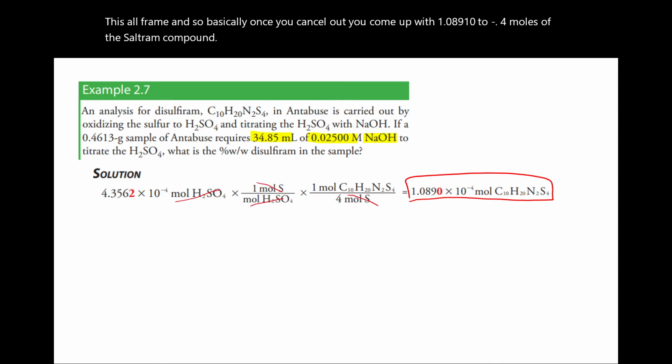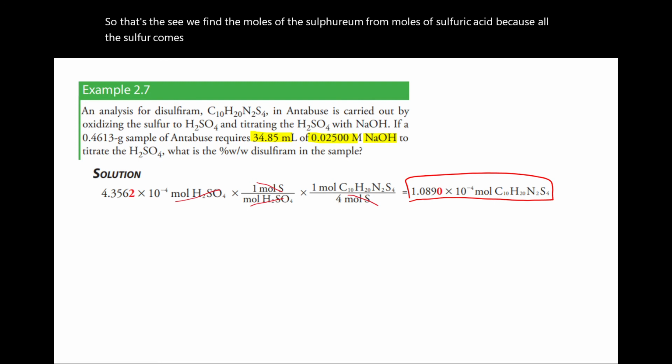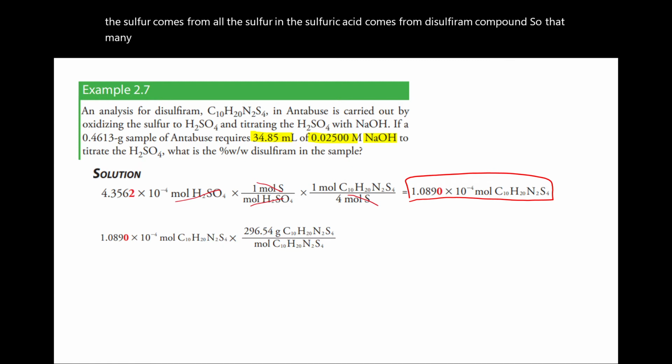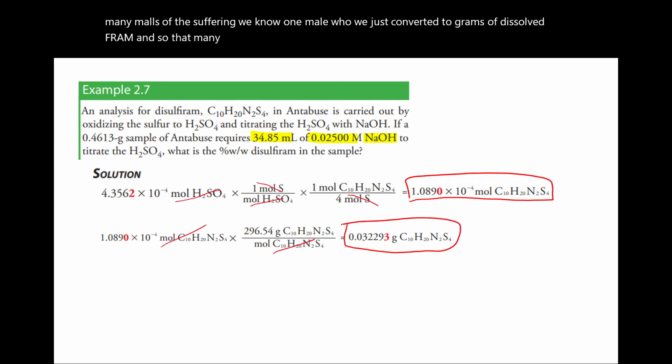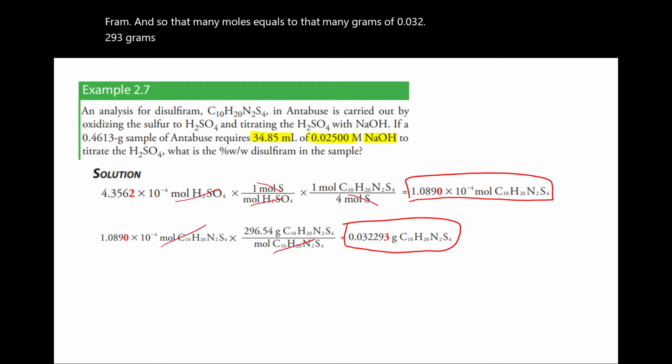So we find the moles of the sulfur from moles of sulfuric acid because all the sulfur in the sulfuric acid comes from the disulfiram compound. So that many moles of the disulfiram, we just convert to grams of the disulfiram, and so that many moles equals 0.03229 grams of the disulfiram.